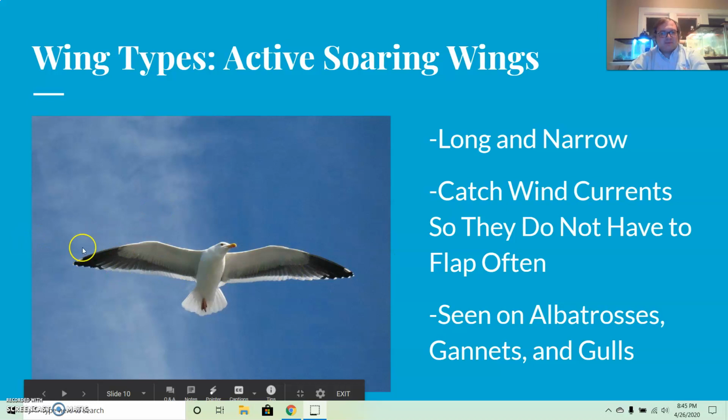Again, these are the types of wings that we tend to see on birds that live near the ocean, near the sea. They're catching those sea breezes to help them with flight. That's why we tend to see them on albatrosses, gannets, and gulls, all of them very known for being near the ocean.